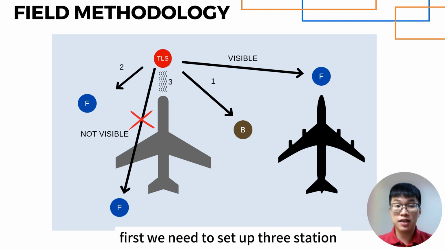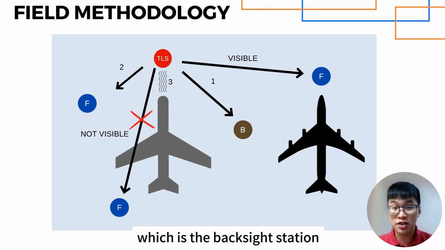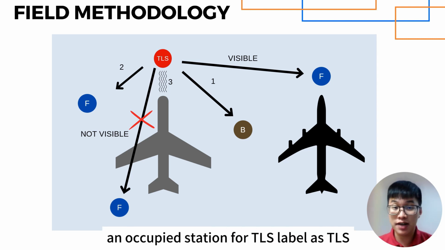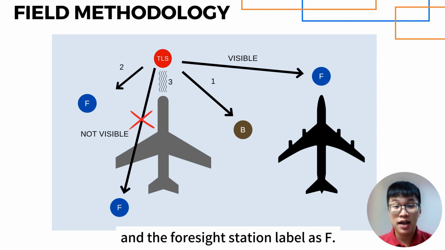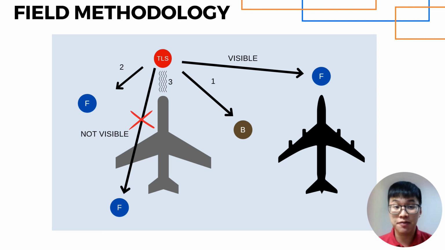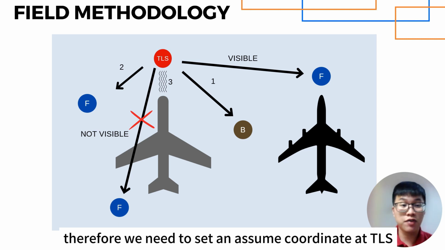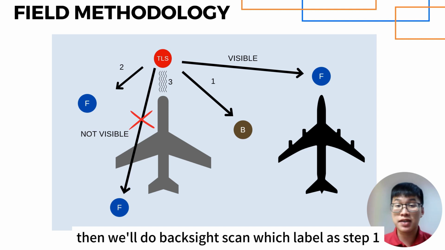First, we need to set up three stations: the backside station, labeled as B in the figure, an occupied station for TLS, labeled as TLS, and a foresight station, labeled as F. After setup, since we use coordinates instead of bearing and distance here, we need to set an assumed coordinate at TLS. Then we'll do a backside scan, labeled as step 1.